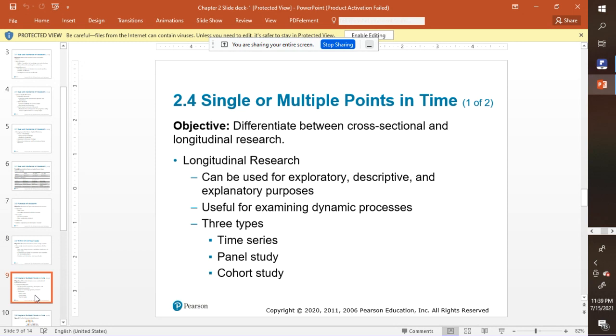It could also be single or multiple points in time, and this is when you try to differentiate between cross-sectional and longitudinal research. Longitudinal research can be used for exploratory, descriptive, and explanatory purposes. It's a long period of research. It could also be used for examining dynamic processes that are not fixed. They change, they are very dynamic, they're not consistent, they change over time. Then this could be carried out using time series, panel studies, or cohort studies.